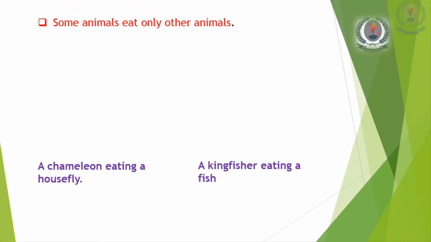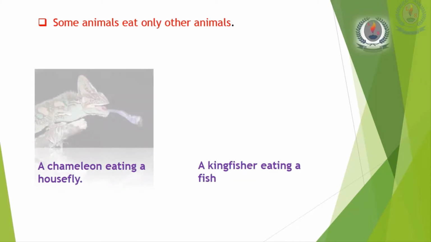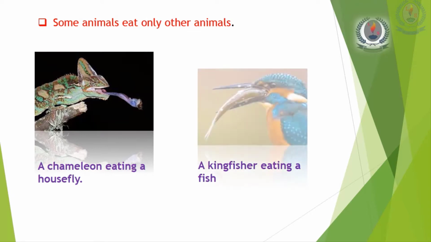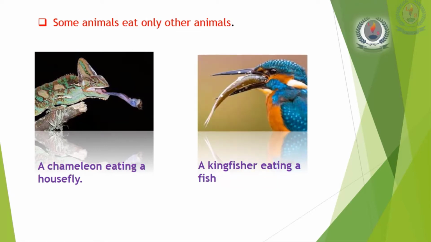Children, there are some animals, they eat only other animals. In the first picture, you can see a chameleon. A chameleon eating a housefly. The second picture, you can see a kingfisher. A kingfisher eating a fish. So, these animals eat only other animals.